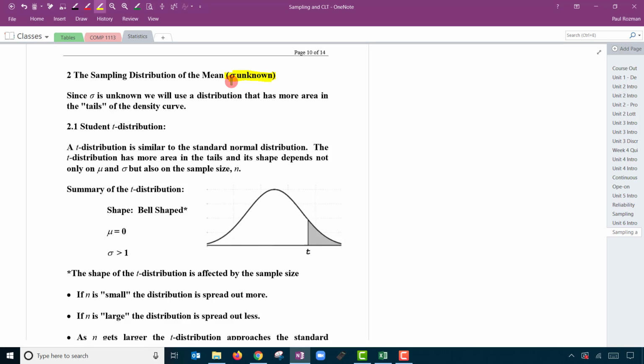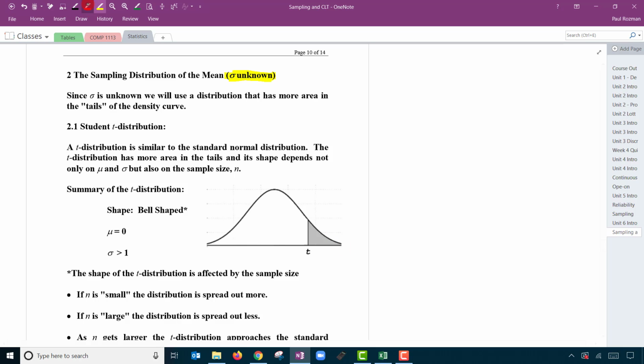And we know that S overestimates sigma, so things tend to be spread out more, which means that we need a new distribution. The Z distribution doesn't quite work. We'll use this new distribution called the T distribution. The picture that I've drawn here looks like the Z distribution. It has a bell shape as well.